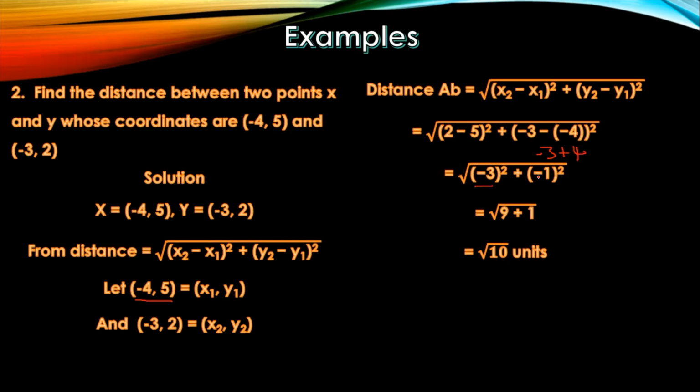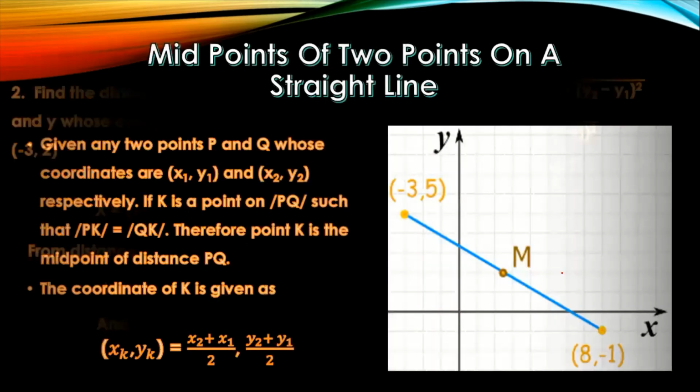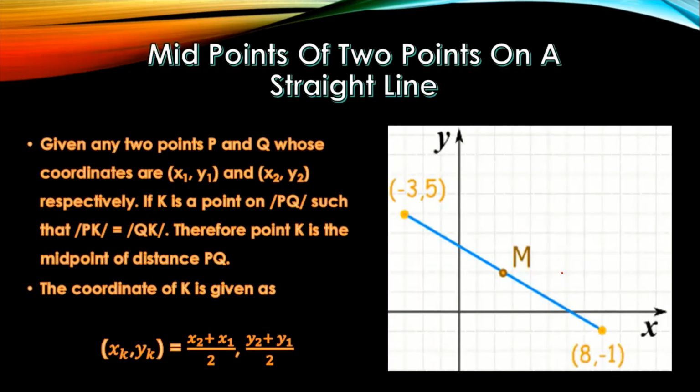2 minus 5 will give us -3. Minus minus gives plus, so -3 plus 4 will give us +1, not -1. So the earlier was a mistake. It will give us +1. So (-3) squared gives 9, and 1 squared gives 1. 9 plus 1 gives 10. That is root 10 units. I believe with these simple examples, we have been able to grasp the basics of distance between 2 points. And let's move on to our next topic, which is the midpoint of 2 points on a straight line.